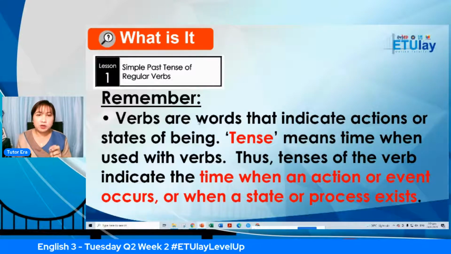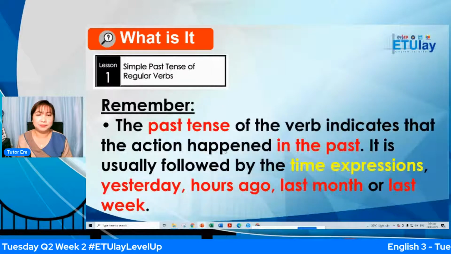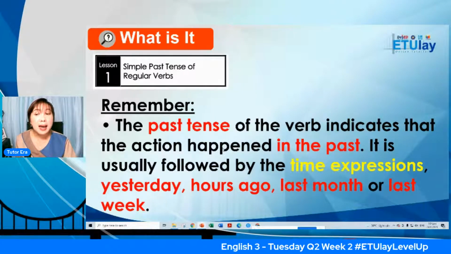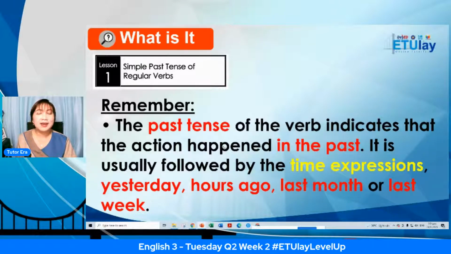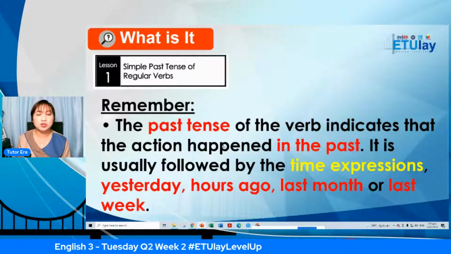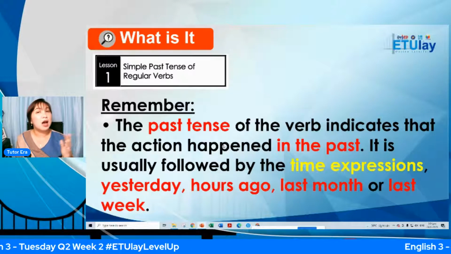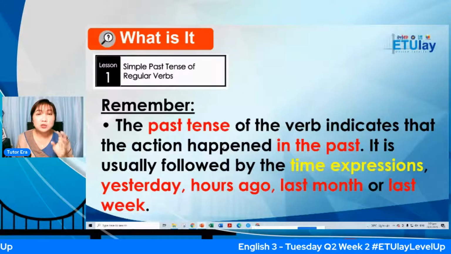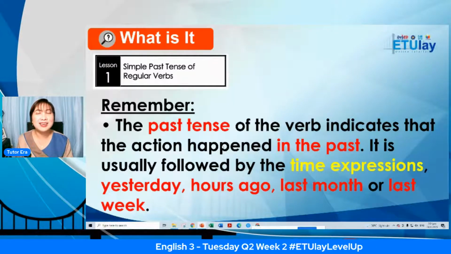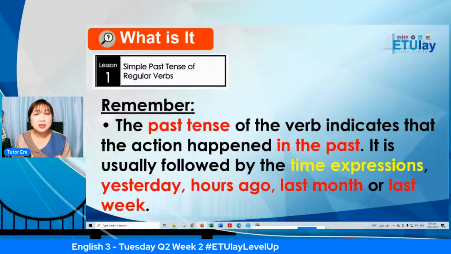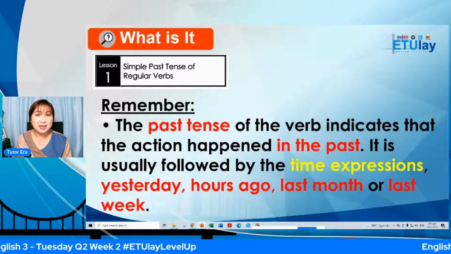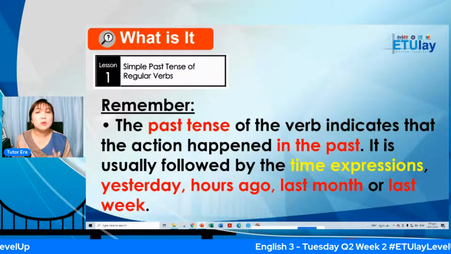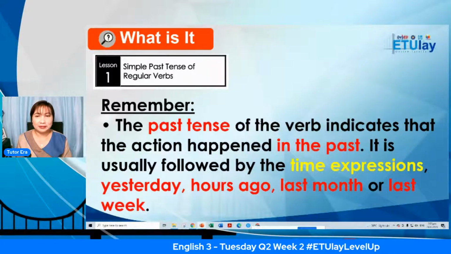Again, when we say tense of the verb, it has something to do with time. So, for simple past, how do we form them? The past tense of the verb indicates that the action happened in the past. It is usually followed by the time expressions yesterday, hours ago, last month, or last week. Once you see these expressions in sentences, it means that the tense of the verb is in the past. Why? Because the action took place in the past.